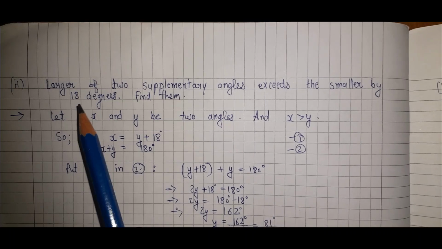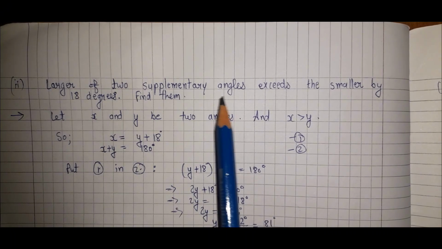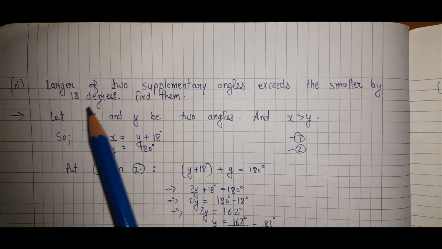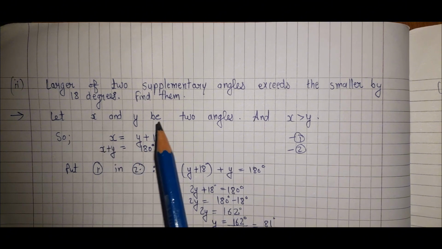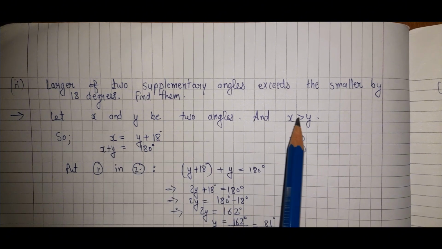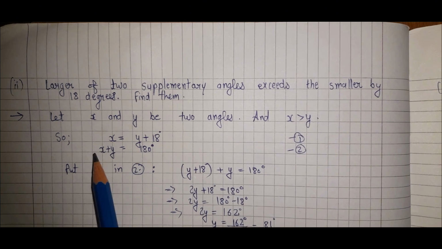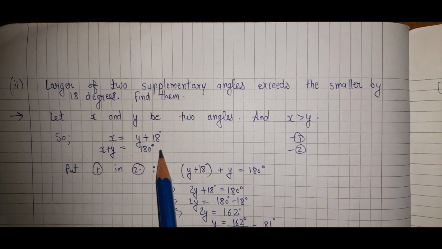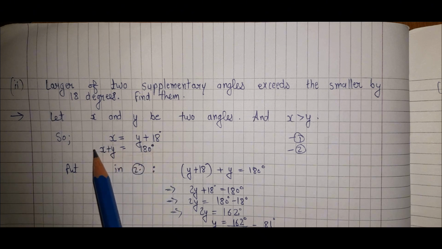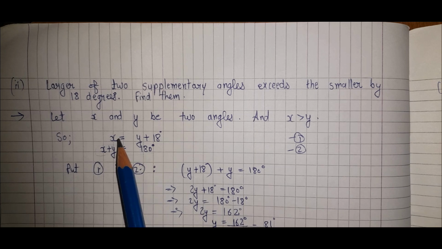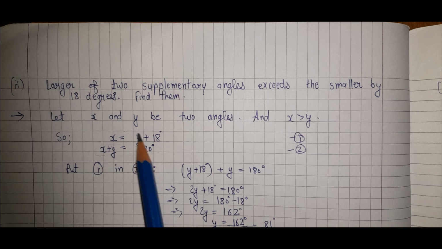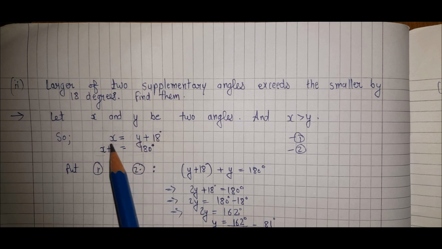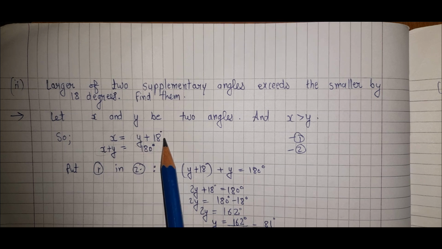Second part, larger of the two supplementary angles exceeds the smaller by 18 degrees. Find them. Let x and y be the two angles and x is greater than y. Since we know that sum of the supplementary angles is 180, so x + y = 180. And also it's given that larger angle exceeds the smaller by 18. It means x = y + 18.